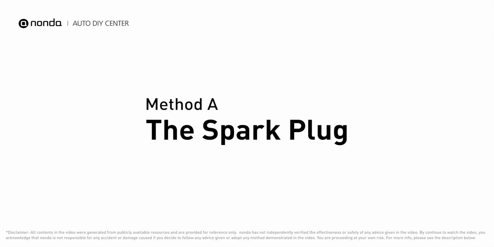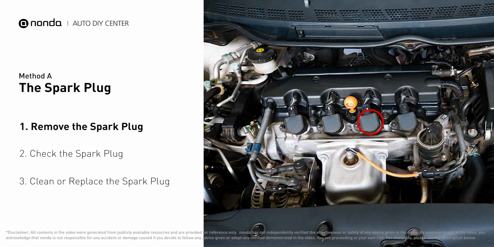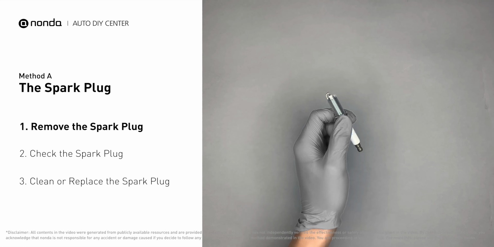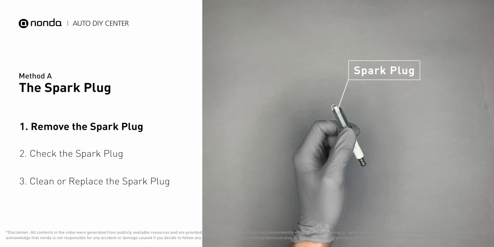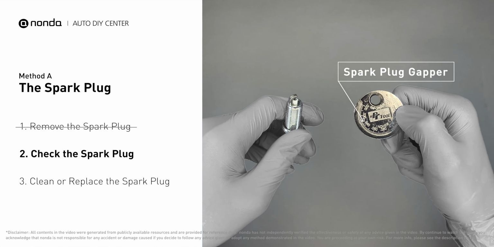Method A, the spark plug. The spark plugs are located at the engine end of the wires under the plug covers that attach them. First, carefully remove the spark plug. Use a spark plug gapper to check the spacing of this spark plug. Normally the spacing should be between 0.024 to 0.071 inches. As you can see, the spacing of this spark plug is a bit low. Use the spark plug gapper to increase the spacing back to the normal range.